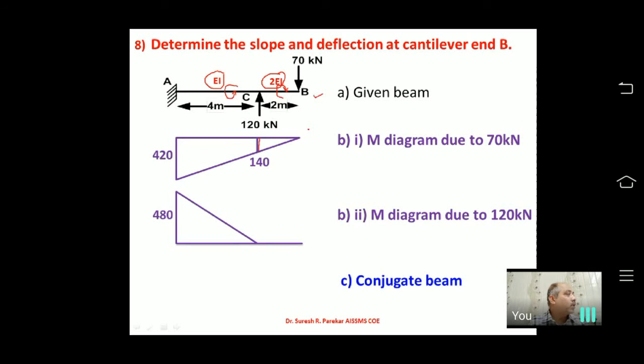Now what will be my conjugate beam? So we have the conjugate beam in this fashion. Keep in mind, this 120 kilonewton is not a reaction. It is a load which is acting in the upward direction. And then we will go for this M by EI diagram and the remaining part. Now you can see the M by EI diagram.